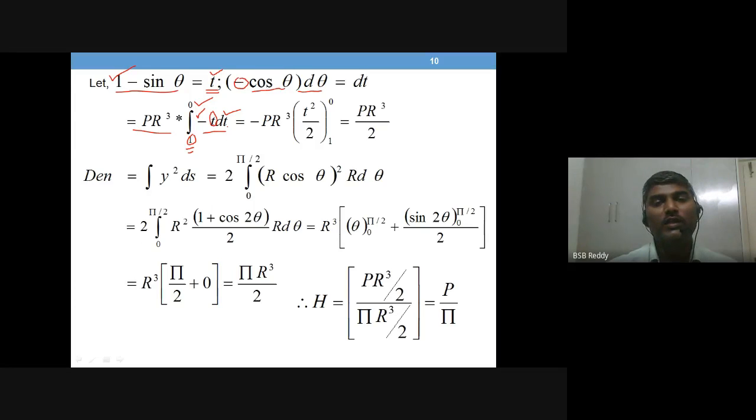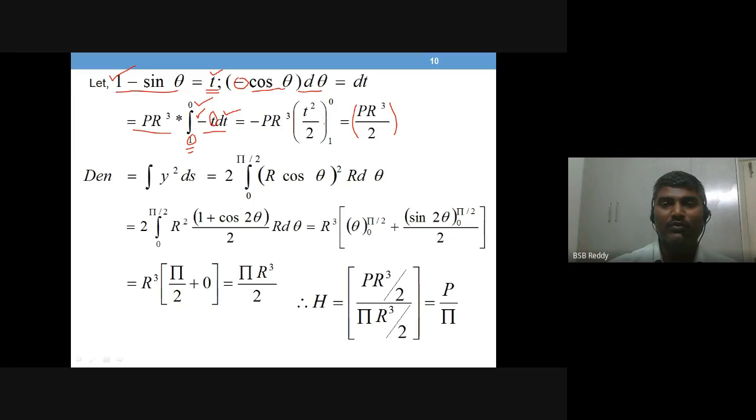Now t dt minus is coming out. T dt is t square by 2, from 0 to 1. Now 1 is the lower limit, upper limit is 0. So upper limit minus lower limit, so 0 minus 1 by 2. So minus of minus plus. Finally, you will be getting P R cube by 2.